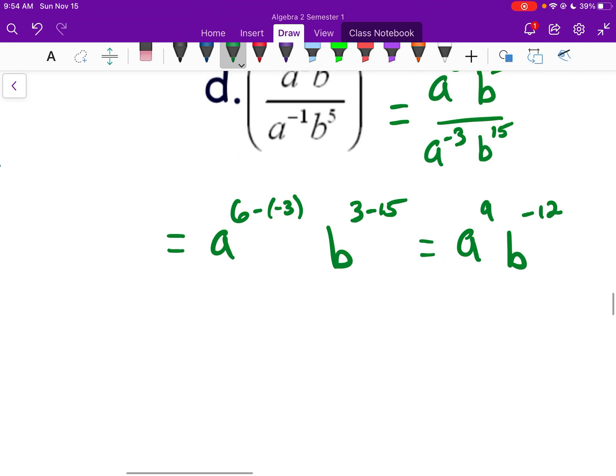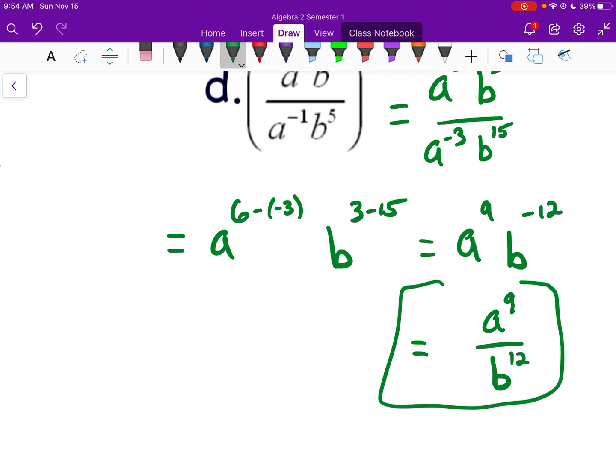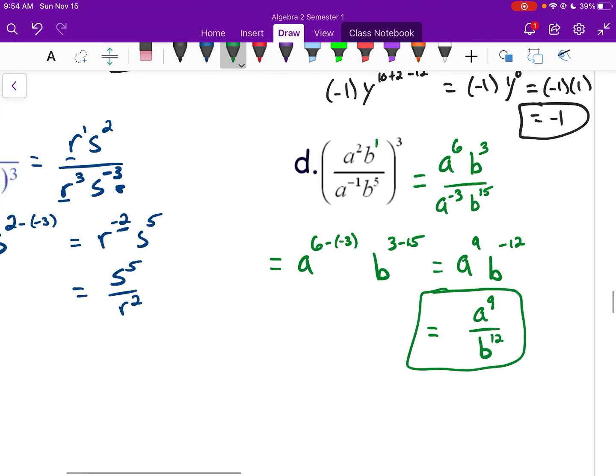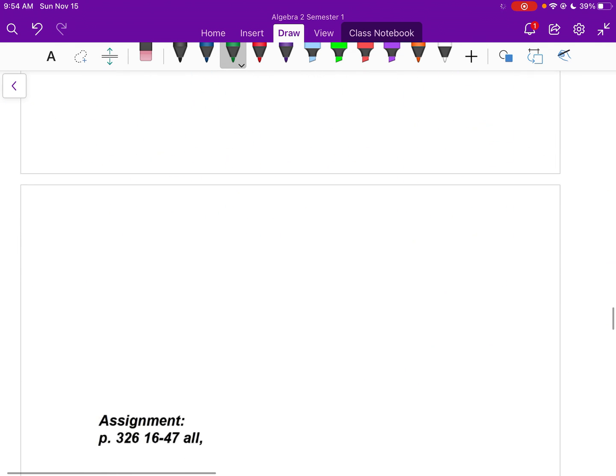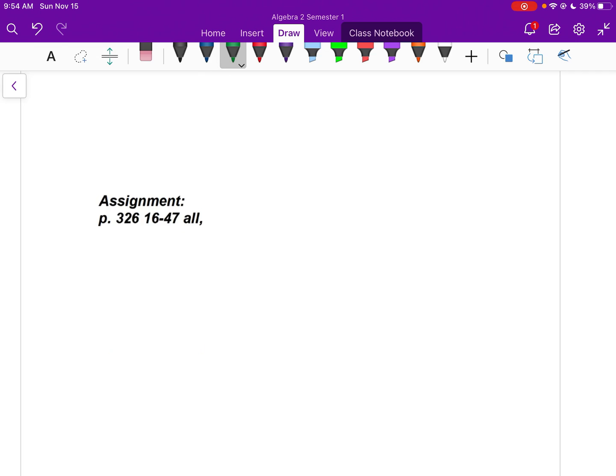There I have to deal with a negative exponent again. So we will have a to the 9th will stay on top, and then negative exponent, we bring that term to the bottom, so b to the 12th. All right, those are properties of exponents.